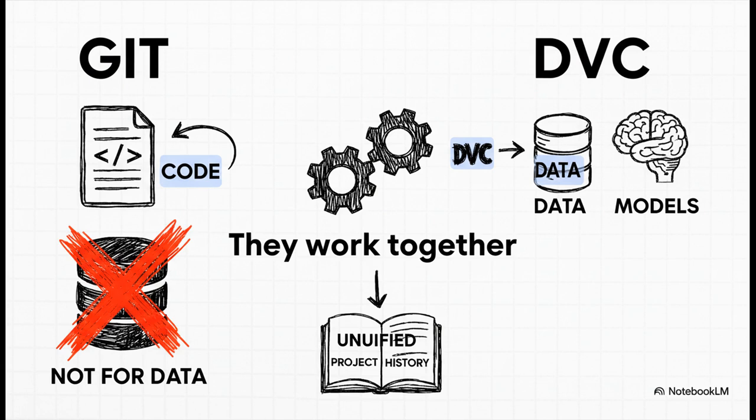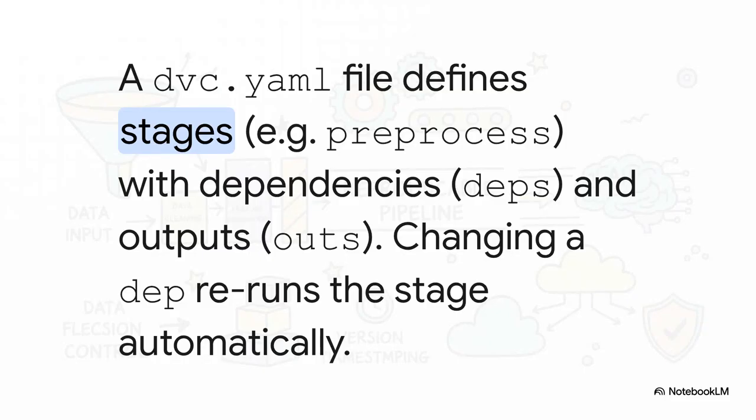It works right alongside Git, letting you version your datasets and models just like you version your code. The result is a single, unified history for your entire project. Code, data, everything.